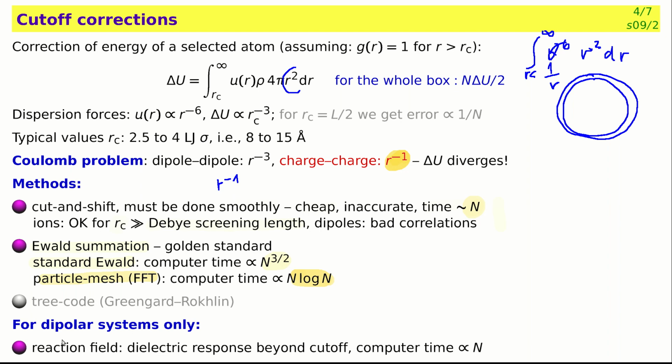For dipolar systems, we have another method possible, that is for systems which do not contain free charges. It is a so-called reaction field method. And this method is based on a cutoff and a smart way how to calculate the response of a dipole here from the surrounding liquid, which is treated as a dielectric continuum.